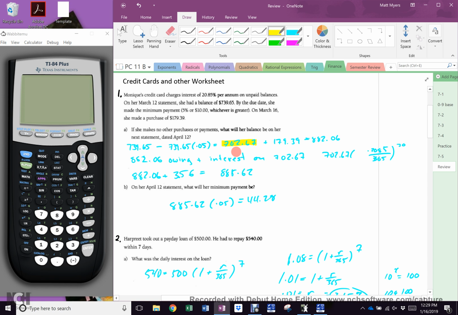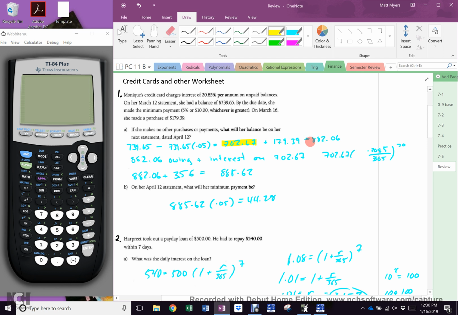Does everybody understand that? If she'd made no more payments. Is everybody good? Okay. That is what she is charged interest on. She is charged interest only on her unpaid balance. Okay? So there is what she owed. Then she bought something for $179.39. Right? She probably bought one pair of lucky jeans or whatever the expensive jeans are now.